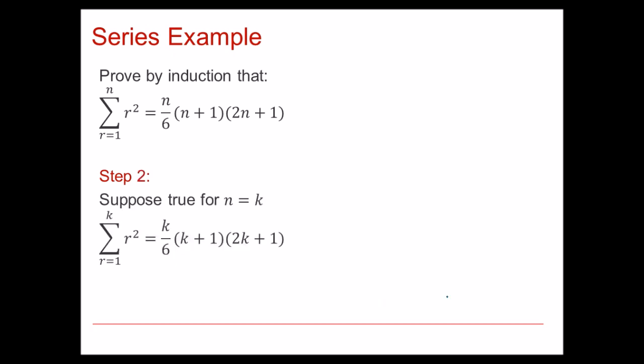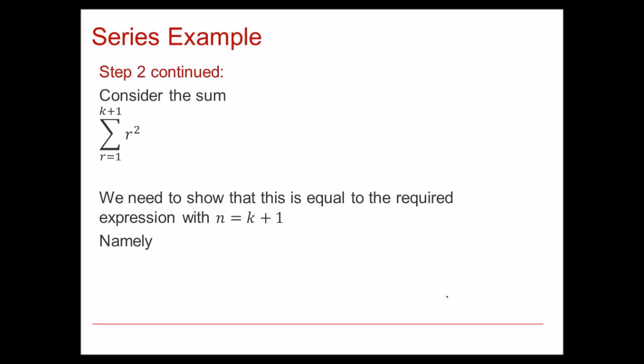Now the assumption step. We're going to assume that it is definitely true for n equals k. That's an assumption now. So the sum of the first k terms for r squared would be k over 6, k plus 1 times 2k plus 1. Then we need to consider the next term in the pattern. So now we're looking at the sum of the first k plus 1 terms. So now we're looking at the sum of r squared terms starting at 1 and finishing at k plus 1. And we need to show that this is also true for n equals k plus 1.